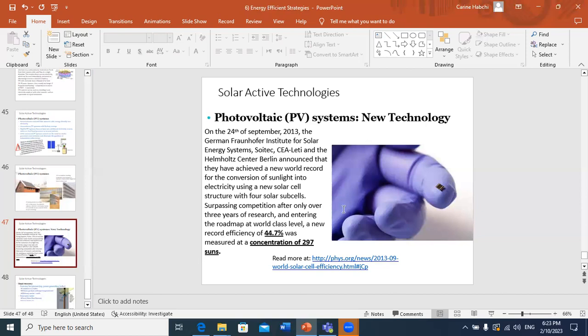If you are interested in this technology, you can go through this link for more information, and you can include it in your project in case you are tackling solar energy.